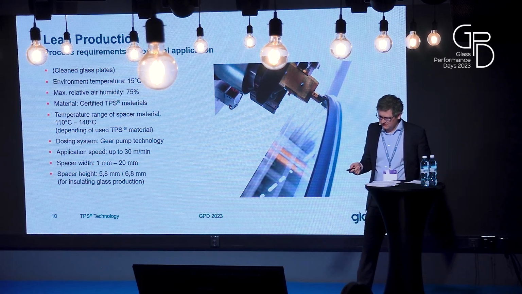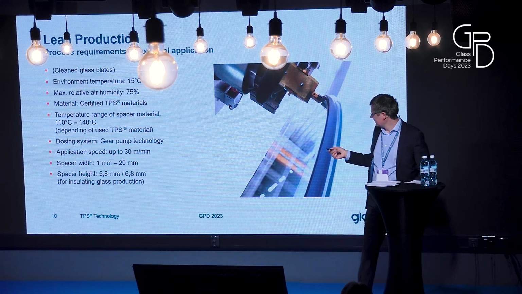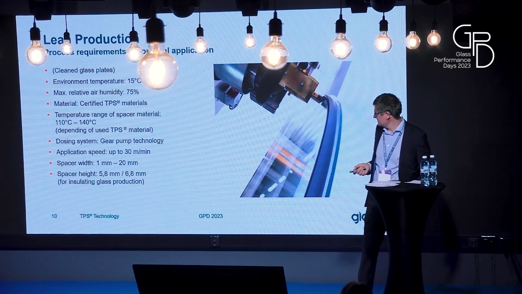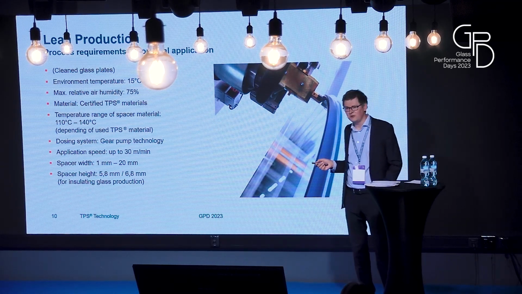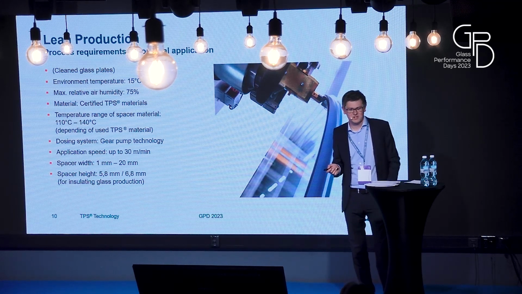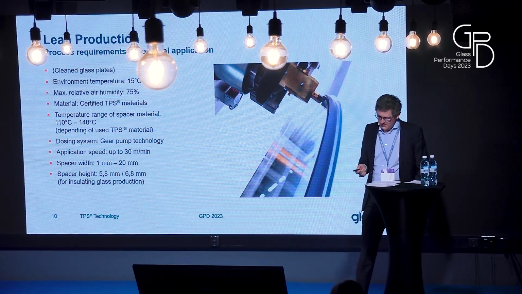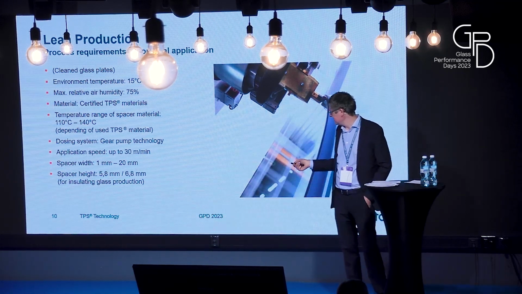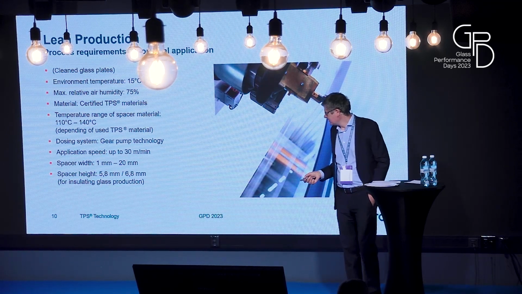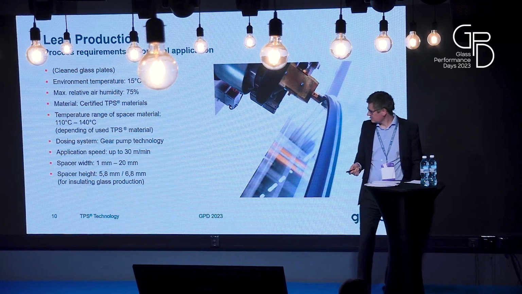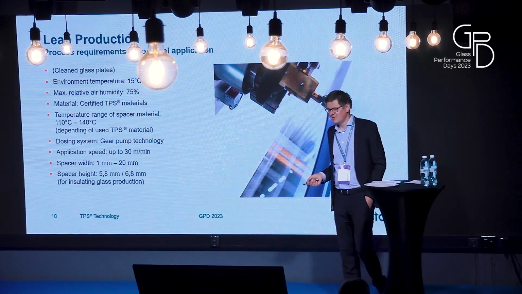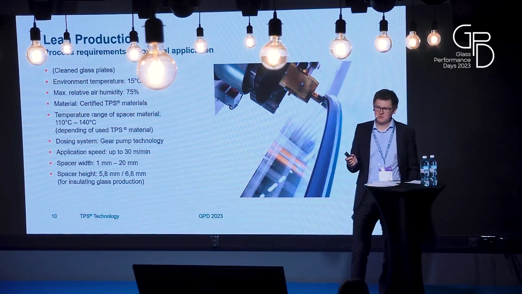The temperature range for the application is between 100 and 140 degrees Celsius. For the dosing system, we strongly recommend using a gear pump system. Then application speeds up to 30 meters per minute are possible. Spacer widths between 1 and 20 millimeters can be applied. And there are different nozzles available, 5.8 and 6.8, depending on the maximum spacer which you would like to apply.